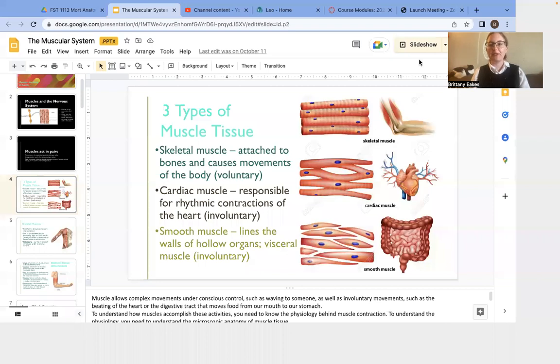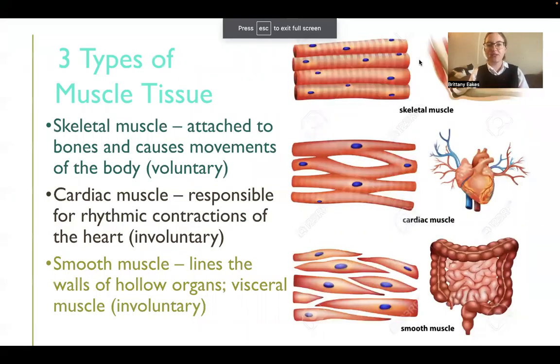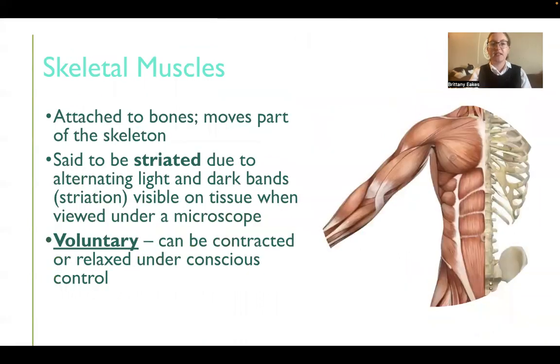Remember when we talked about the different types of muscle tissue, there's skeletal muscle that's attached to bones and causes movements of the body. This is voluntary because it is under our conscious control. We also have cardiac muscle that's responsible for rhythmic contractions of the heart, and it's involuntary. And we also have smooth muscle that lines walls of hollow organs, also known as visceral muscle, and it is also involuntary.